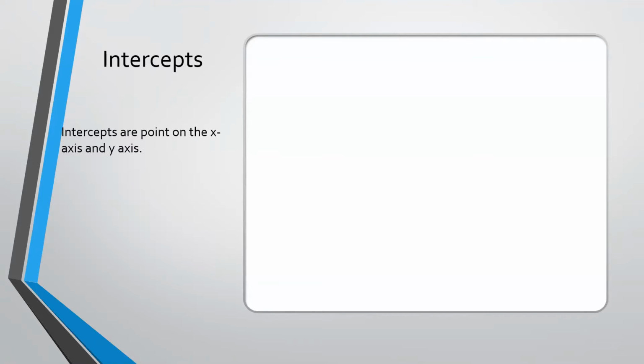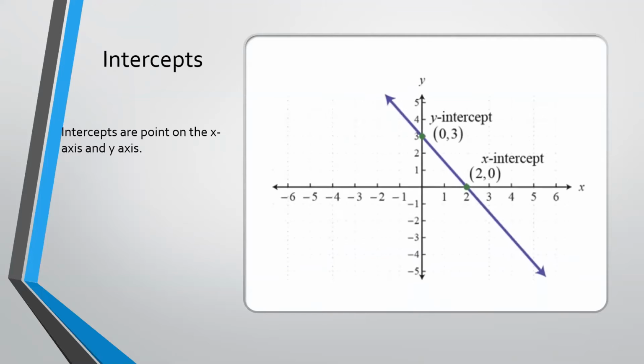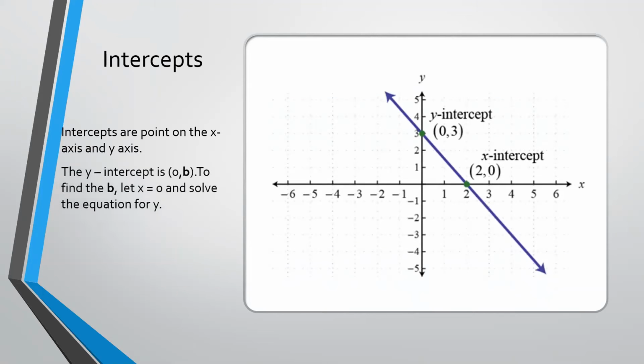Intercepts. An intercept is a point on the x and y axis. The y-intercept is 0 and b. To find the b, let x equal 0 and solve the equation. The x-intercept is a and 0. To find the a, let y equal 0 and solve the equation.